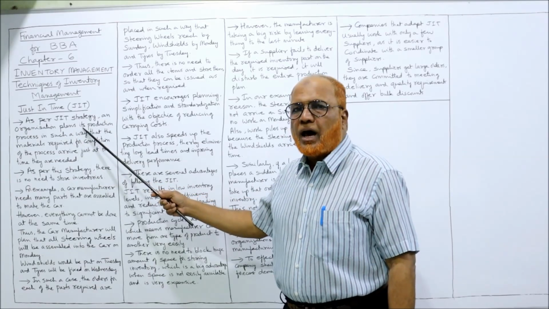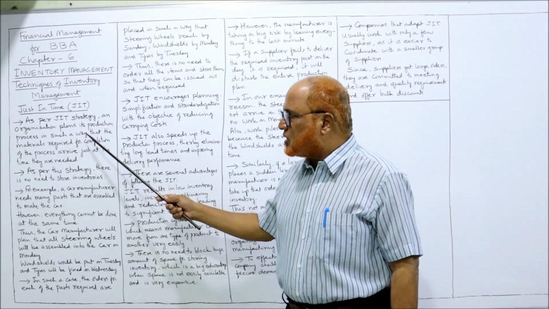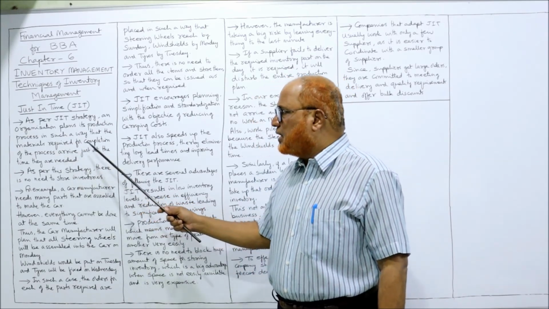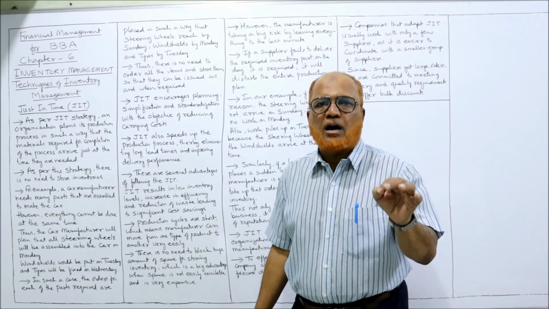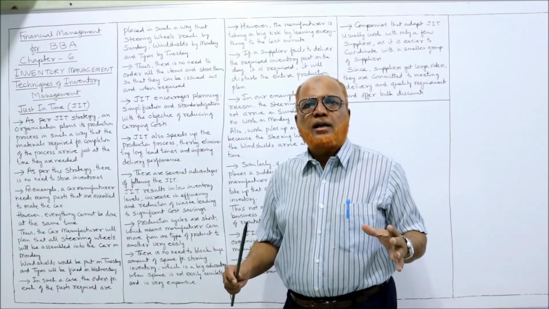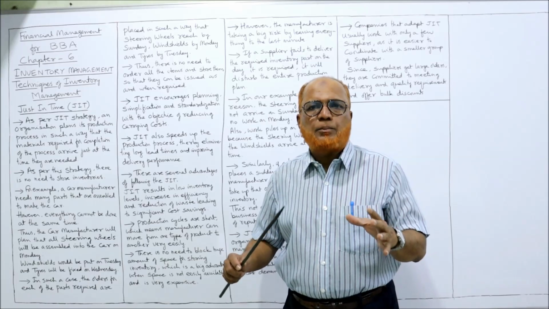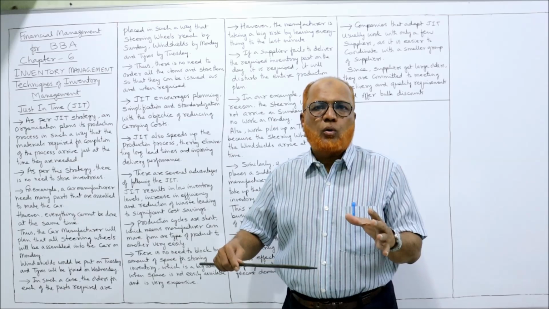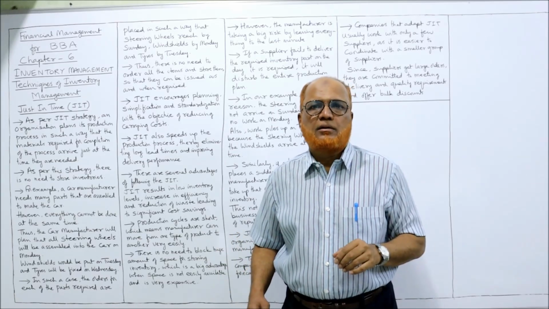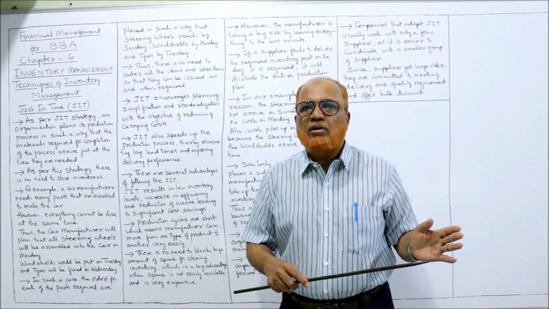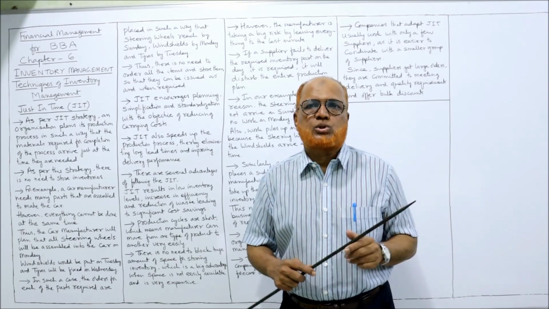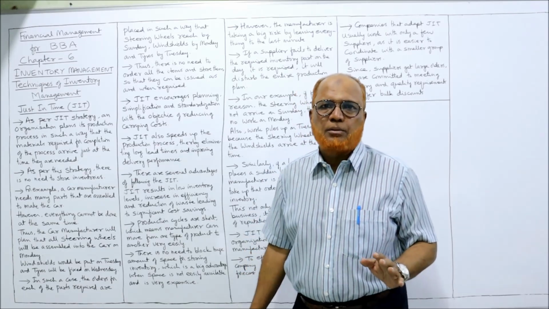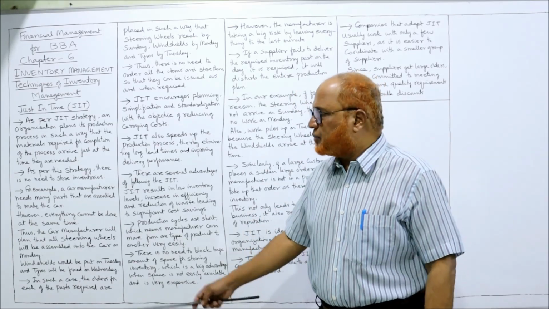As per the JIT strategy, this is a new technique, an organization plans its production process in such a way that the material required for completion of the process arrives just at the time it is needed. So in an organization, they will plan the production process so that material will be procured only at the time when it is required. That means before that, the material will not be kept in the stores. Whenever it is required, it will immediately be procured and used in the production process.